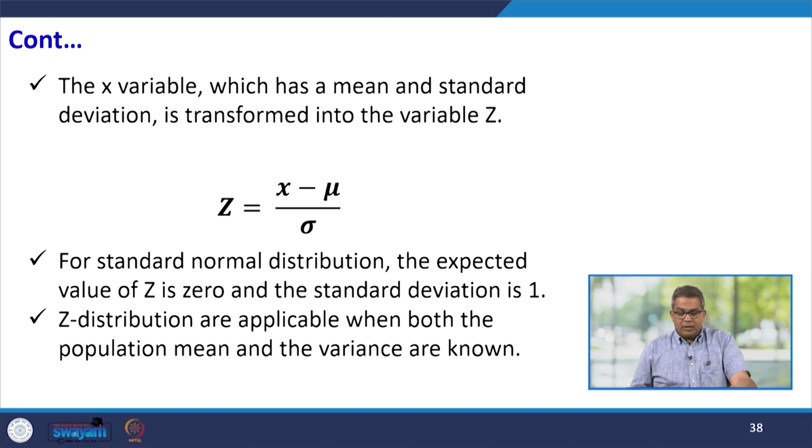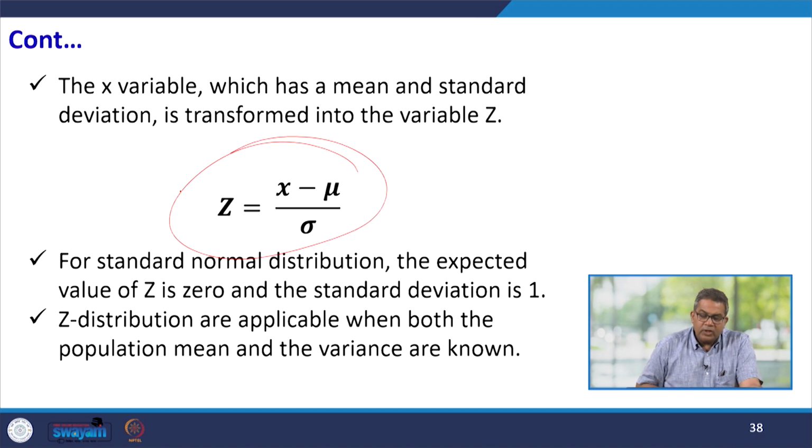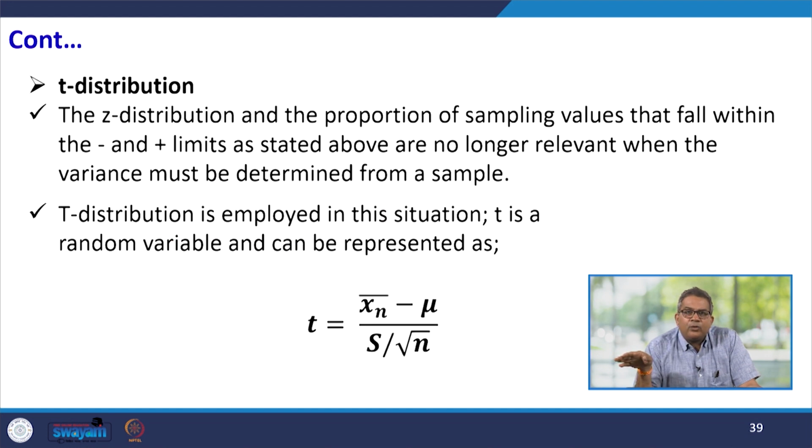The x variable, which has a mean and standard deviation, is transformed into the variable z, which can be represented as z is equal to x minus mu over theta. For a standard normal distribution, the expected value of z is 0 and the standard deviation is 1. The z distribution is applicable when both the population mean and variance are known.